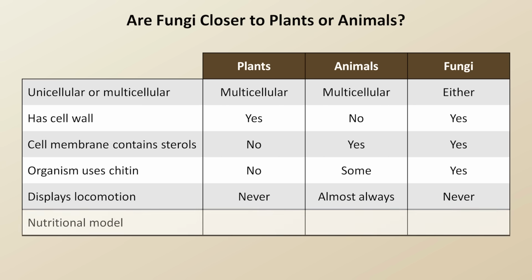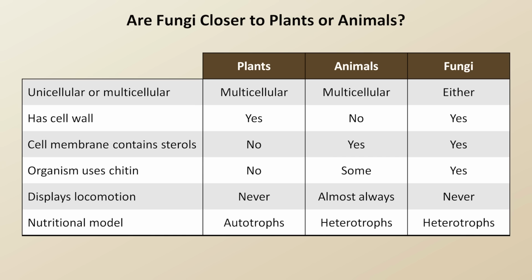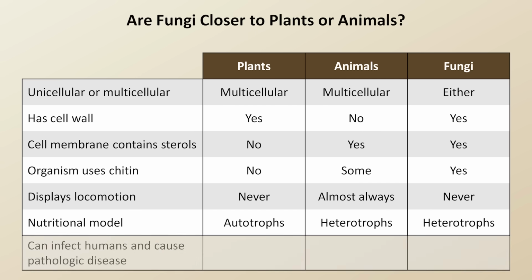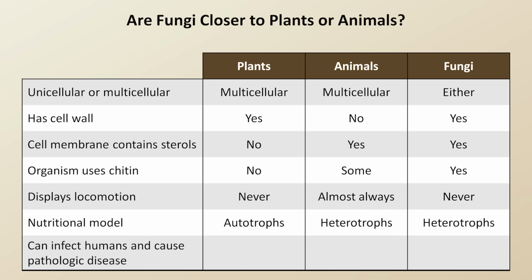And I already mentioned their respective nutritional models. Plants are autotrophs, producing their own food, while animals and fungi are heterotrophs, which require autotrophs for the production of food. Finally, one more line. Can they infect humans and cause pathologic disease? No for plants, but yes to both animals and fungi. So looking at this chart, it might seem like more of an even split as to whether fungi are more like plants or animals. However, recent genetic analysis has determined that despite the conventional wisdom to the contrary, fungi are more closely related to animals than to plants.